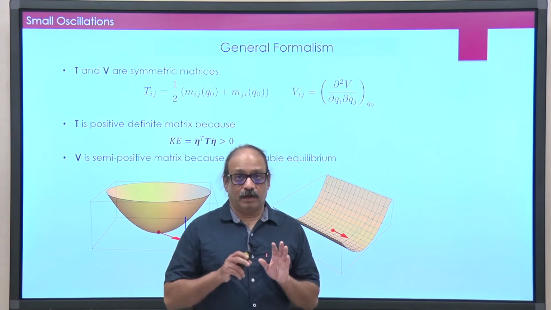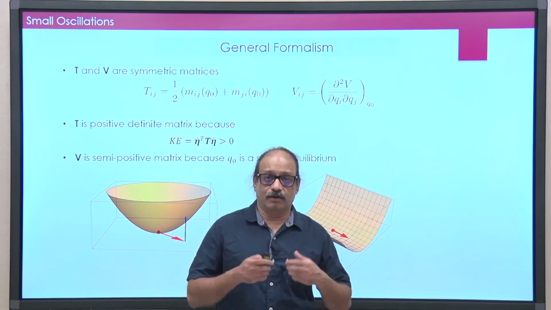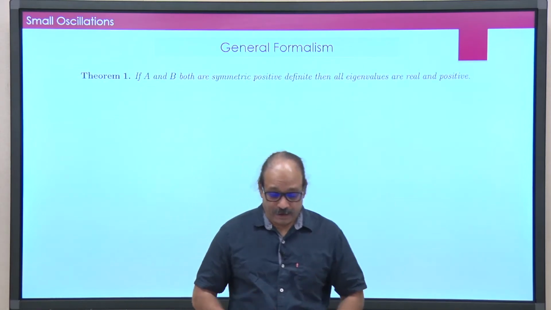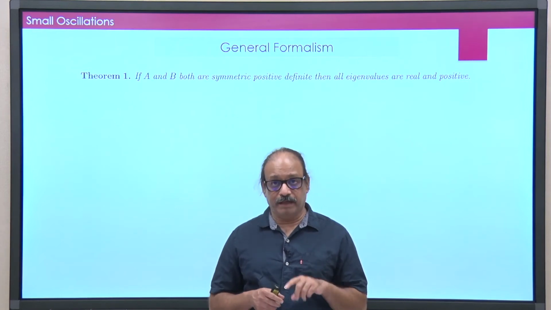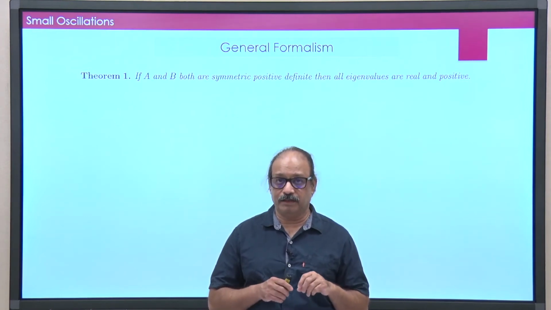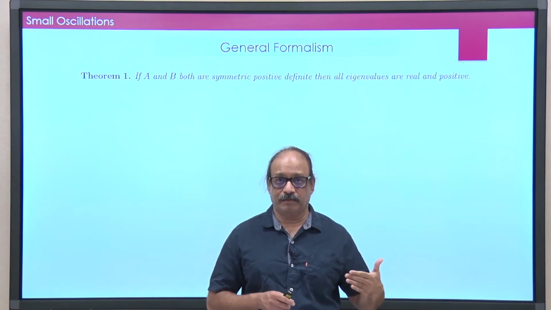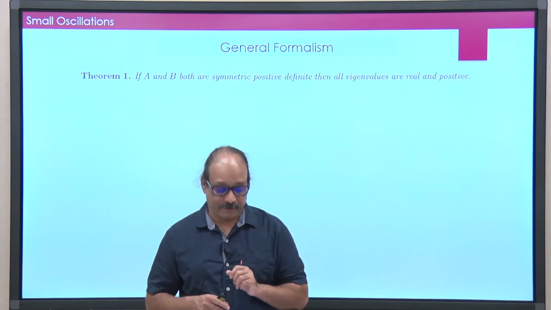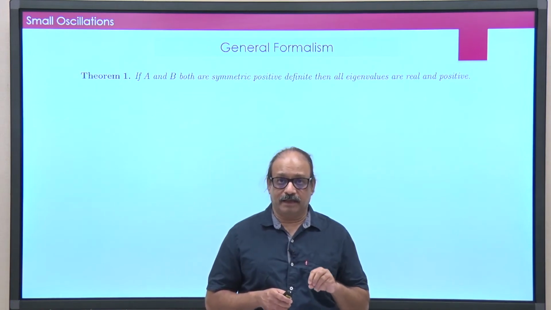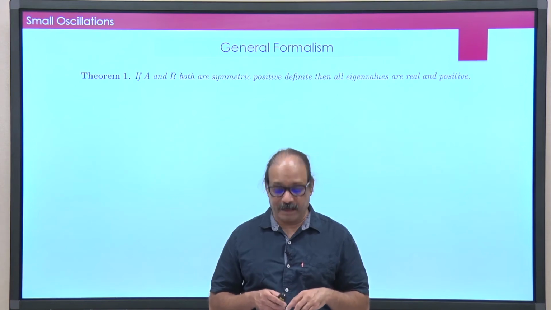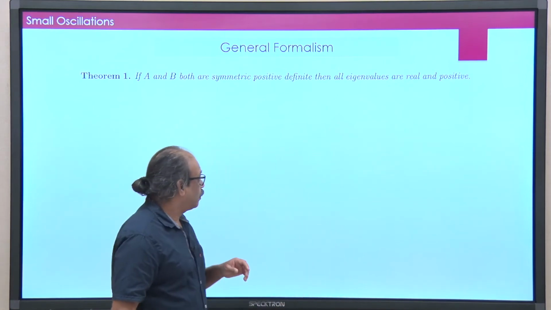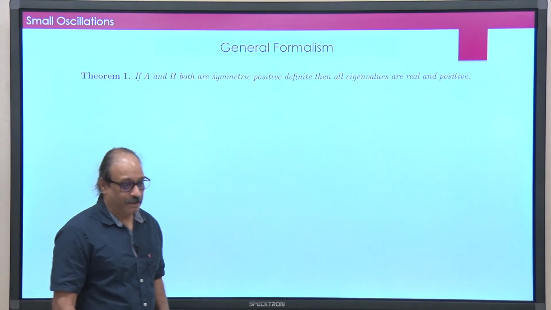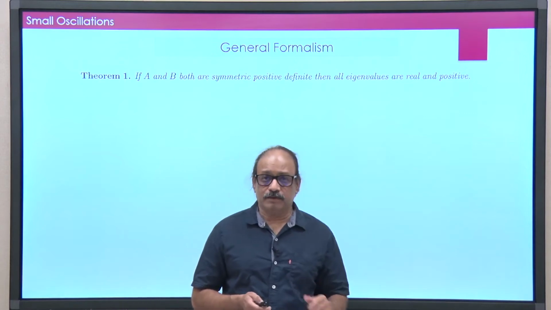Okay. So, now once I have established this, let us go back and try and solve that problem. Here is the first theorem. I am referring to the general eigenvalue problem which I wrote as A x equals lambda B x. The theorem says that if A and B are both symmetric and positive definite, then all eigenvalues are real and also positive. Okay. Fine. Let us go through the proof.